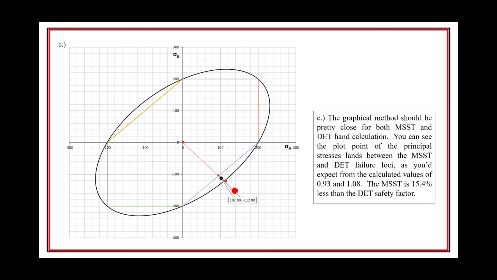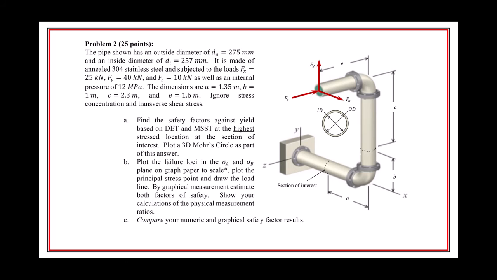But I was also pointing out to you that it lands in between there, because we know it's right there in that gap. All right, so for problem 2, we have this pipe and it's loaded here at the end. Oh boy, they did a lot of those crazy little things this time. And it's made out of annealed 304 stainless steel.